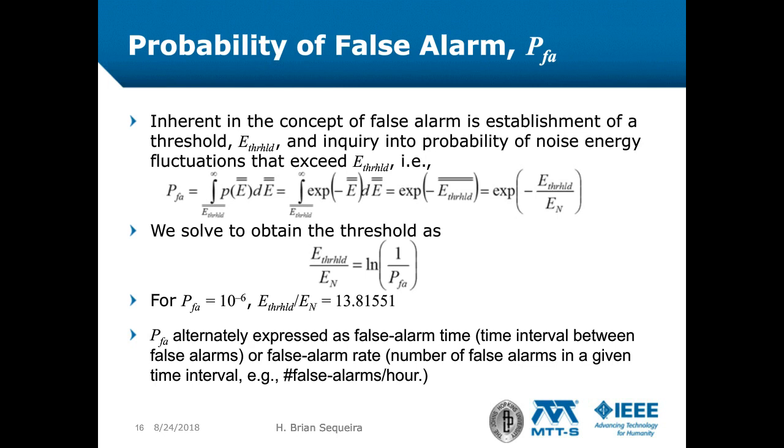Often, the probability of false alarm may be expressed as false alarm time or false alarm rate. If given a false alarm time, calculate the number of threshold crossings in that time. The reciprocal of that number is the probability of false alarm. If given a false alarm rate, calculate the threshold crossing rate in the same unit of time as specified in the false alarm rate. The ratio of the false alarm rate to the threshold crossing rate is the probability of false alarm.